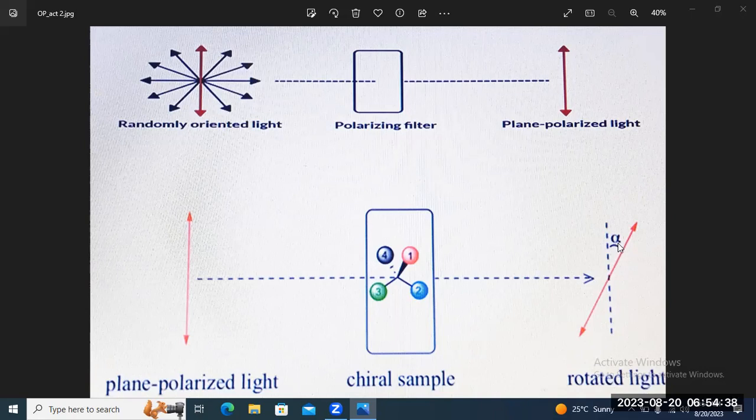represented by this angle alpha. And if the molecules in the solution are dextrorotatory, then this angle would be toward the right side. And if the molecules in this solution are levorotatory, then the angle would be on the opposite side.